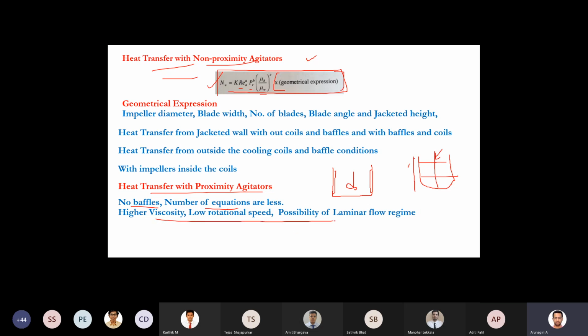Also, the major things that dominate stirred tanks with proximity agitators are the viscosity and the rotational speed. Because high viscosity means automatically we will go for low rotational speed, otherwise the power requirements will be more. Then a laminar flow regime is also possible. Whenever you increase the liquid velocity, turbulence is possible, and most of the time you will experience turbulent regimes. But in these cases we get laminar, transition, turbulent, everything is possible.